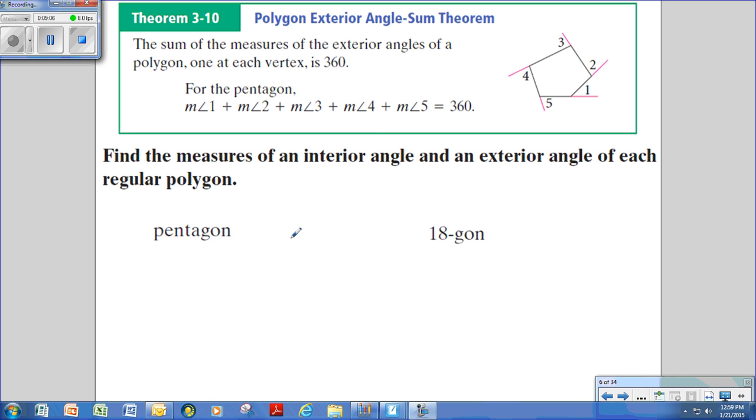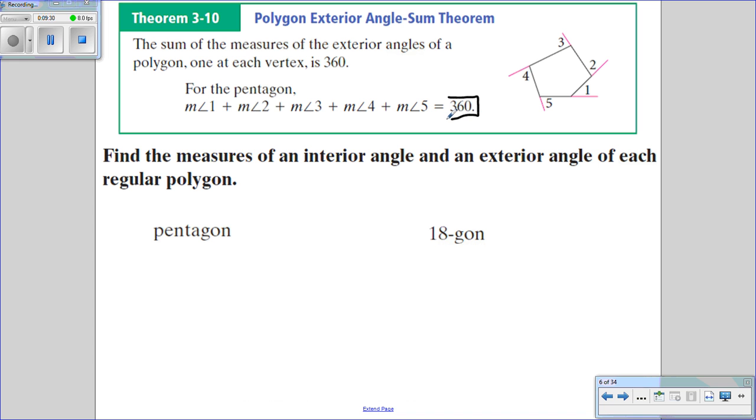Okay, our next concept is going to talk about the exterior angle sum theorem. If you take any polygon and you extend its sides in the same direction, it creates exterior angles. No matter what shape you have, the sum of the exterior angles of any polygon is always 360 degrees. So that number never changes. I don't care if it's got 1,000 sides. If you have the exterior angles drawn, it's always going to add up to 360.